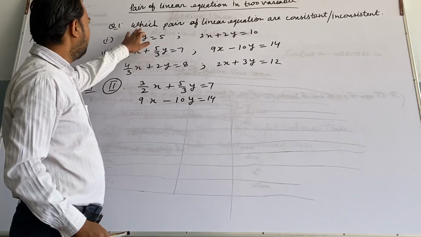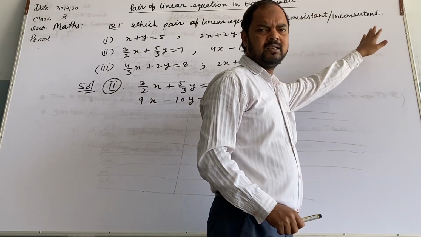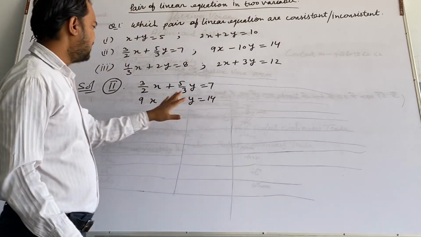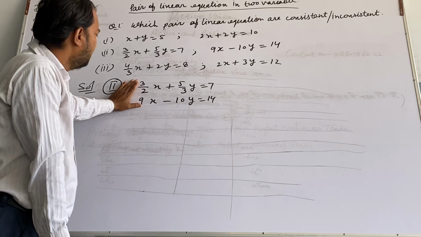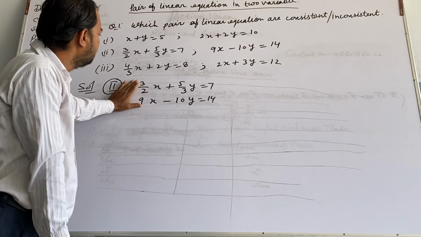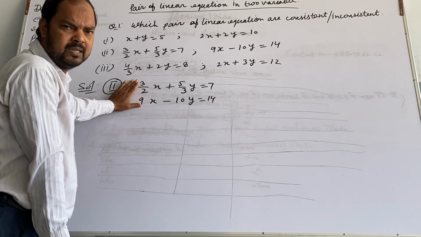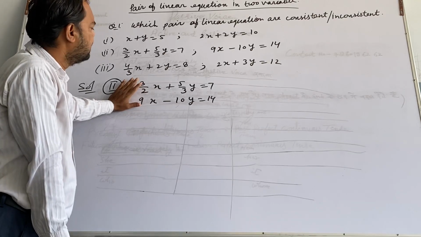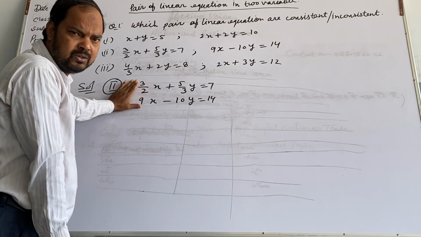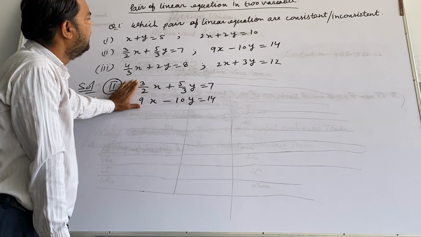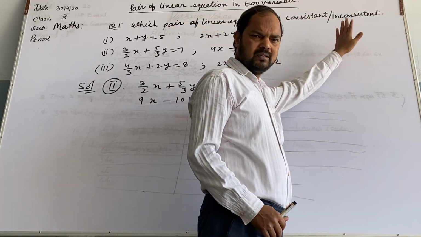What do we have to solve? Which pair of linear equations is consistent or inconsistent? We have to find out whether this pair of linear equations is consistent or inconsistent. As I have done in the last class, we use the ratios of the coefficients of x and y and the constant number. According to the comparison of the ratios, we can say about the nature, consistent or inconsistent.